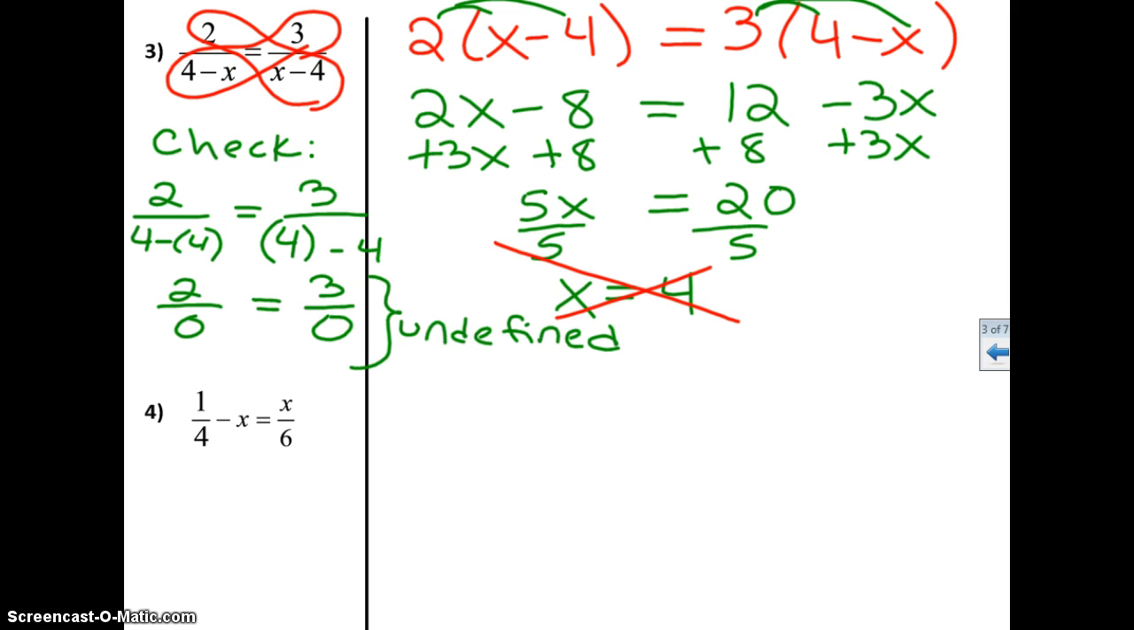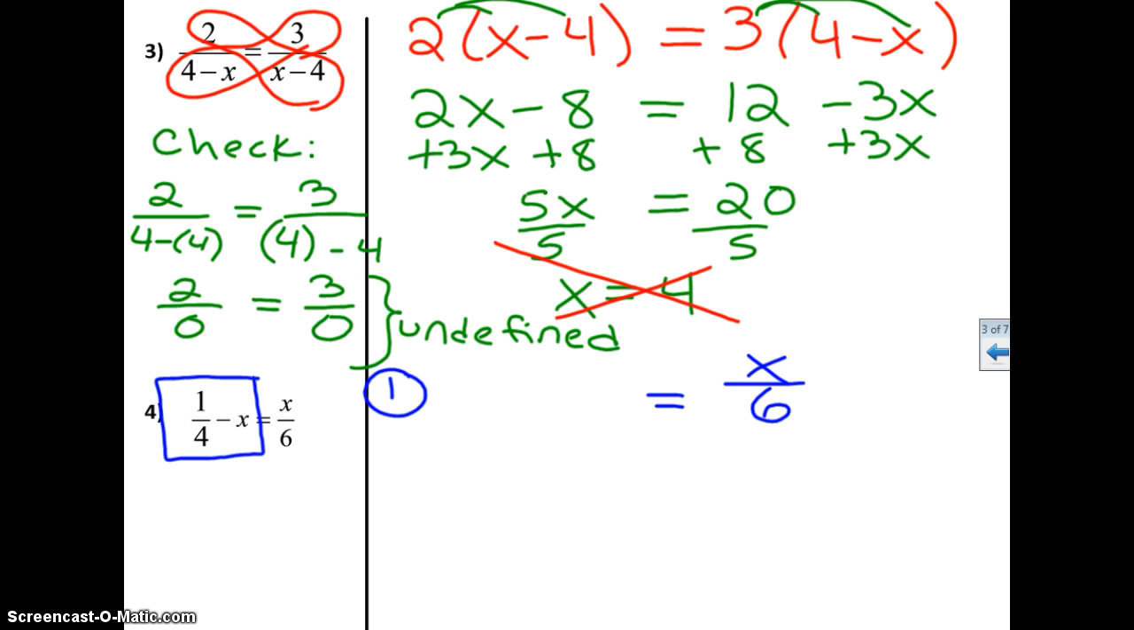All right, and then number 4 looks a little bit different. And the reason why number 4 looks a little different is because if you happen to look at the left-hand side, right here, of the equal sign, it's not just one fraction. It's 2 separate fractions. So what we're going to have to do first is find our common denominator for the left-hand side. So right now, we have set up x over 6 on the right-hand side.